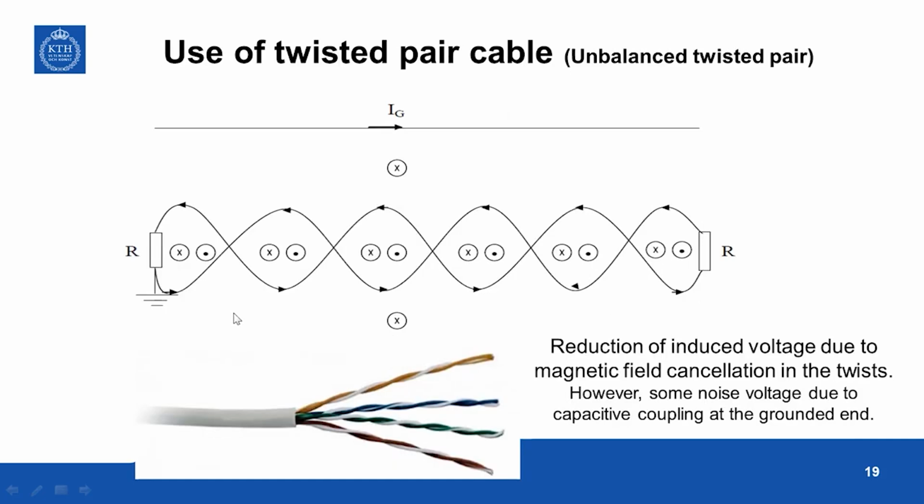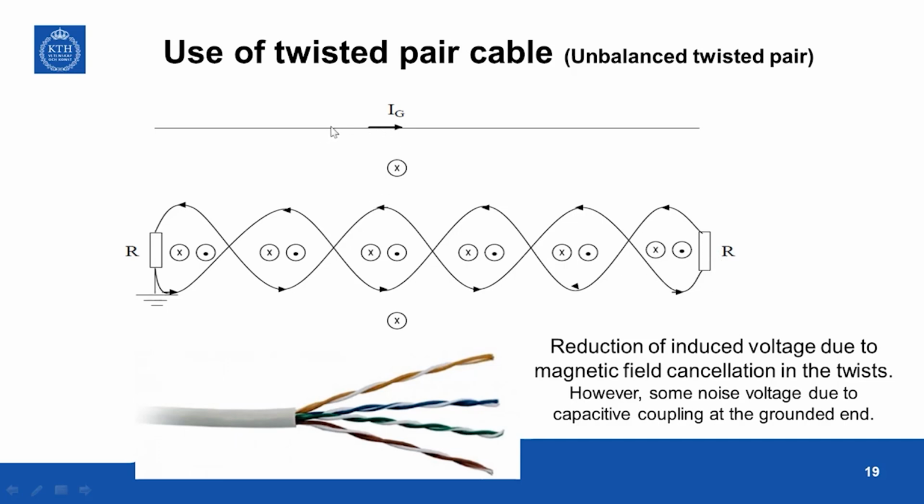Another way is use of twisted pair cable. So how is it working? It is illustrated in this particular case, where we have a twisted pair cable of this form, showing one twist only. In these two conductors, one may be connected to a reference on one end or both ends.